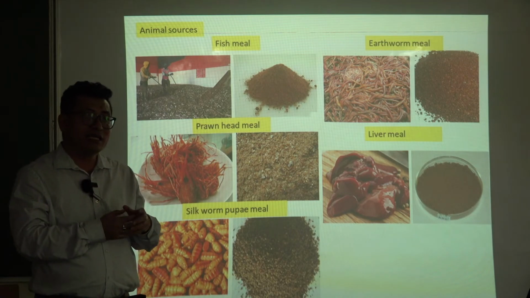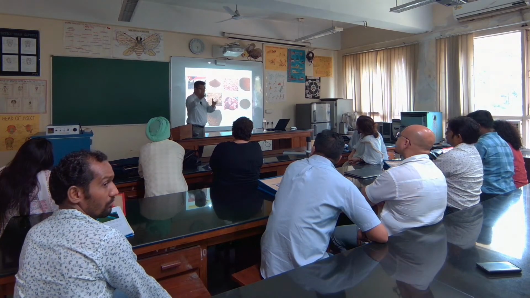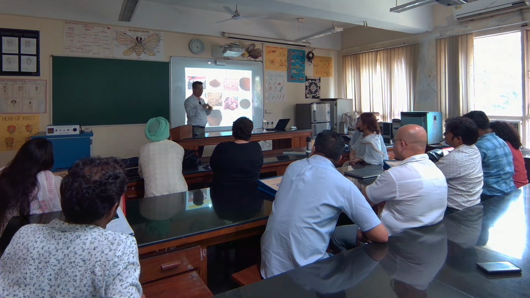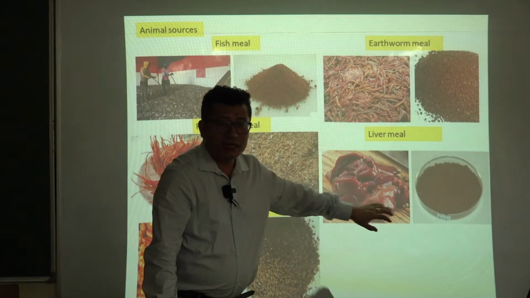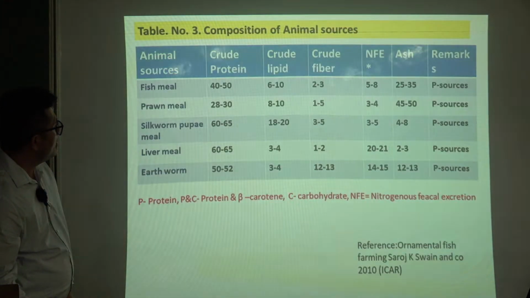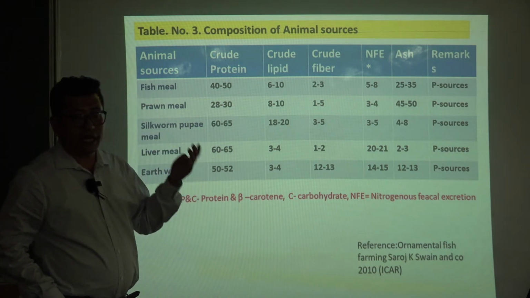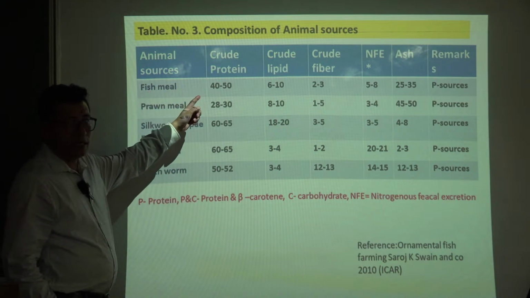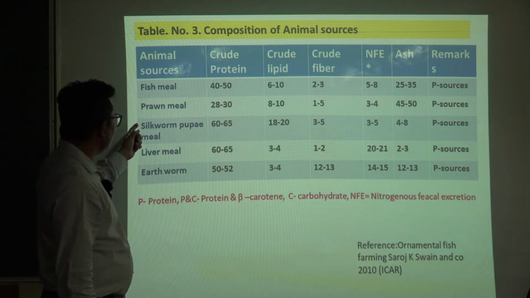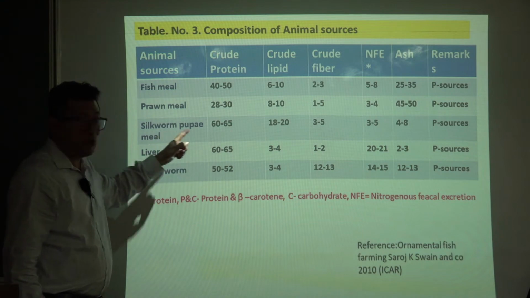So like that, for example in your village, there may be some insects of no value, but you can check their protein and they can be used. Then there is liver meal: you powder the liver and use it as a protein source. Now again we can check how much protein and lipid there is. Fish meal has 40 to 50, prawn meal 28 to 30 protein, and the silkworm has 60 to 65%. That is so huge in the insect.